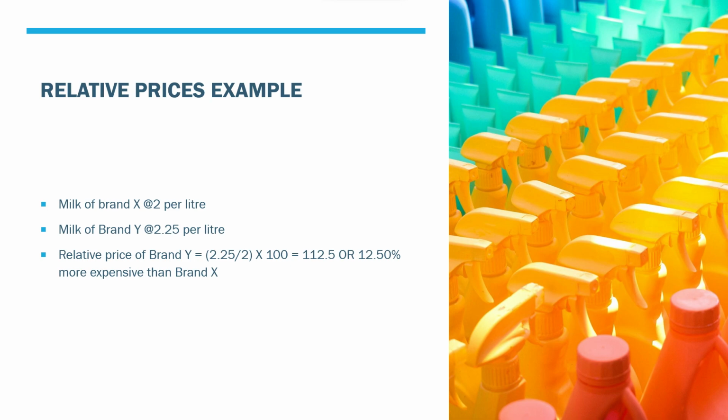Suppose the nominal price of 1 liter of milk of brand X is $2, while the price of 1 liter of milk of brand Y is $2.25. In this case, the relative price of 1 liter of milk of brand Y will be calculated by dividing $2.25 by $2 and multiplying the result by 100. And this will give us a value of 112.50, implying that brand Y is 12.5% more expensive than brand X.